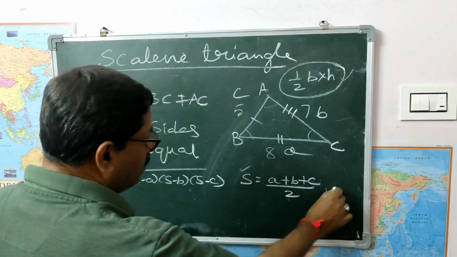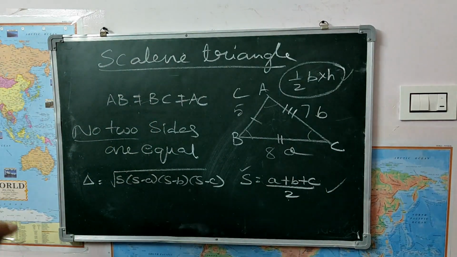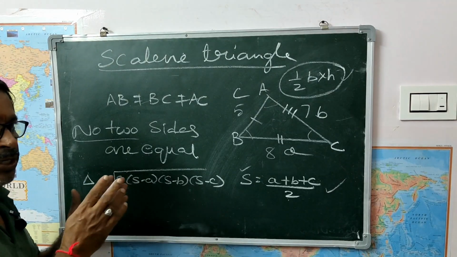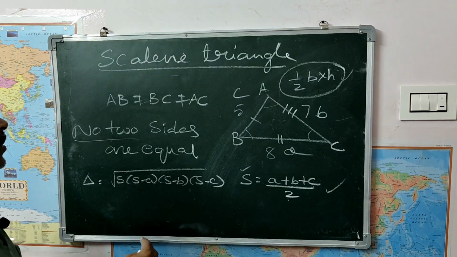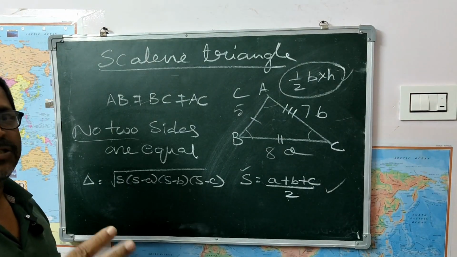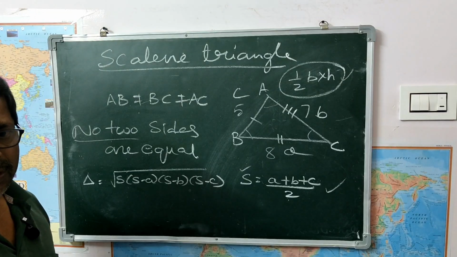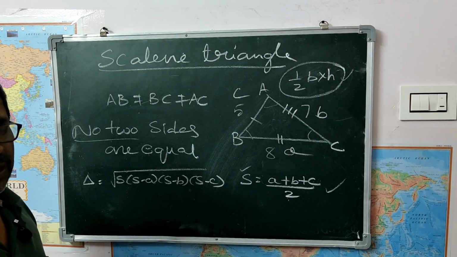So, using this formula, you can find the area of any triangle when the measures of the sides are given. So, this is what we discussed regarding the classification of triangles on the basis of their sides. Okay. Now, let us discuss the kinds of triangles on the basis of angles.